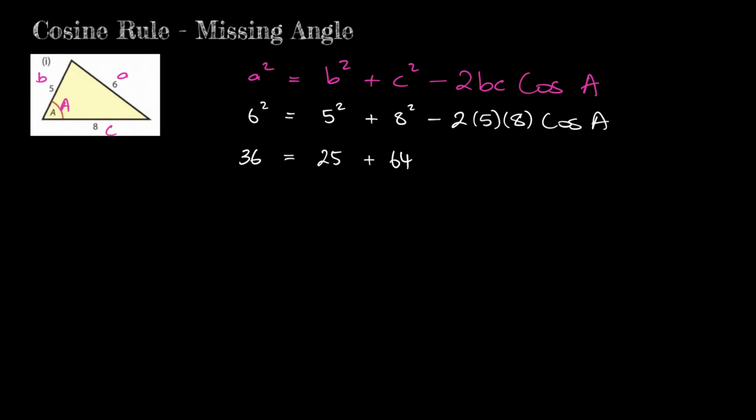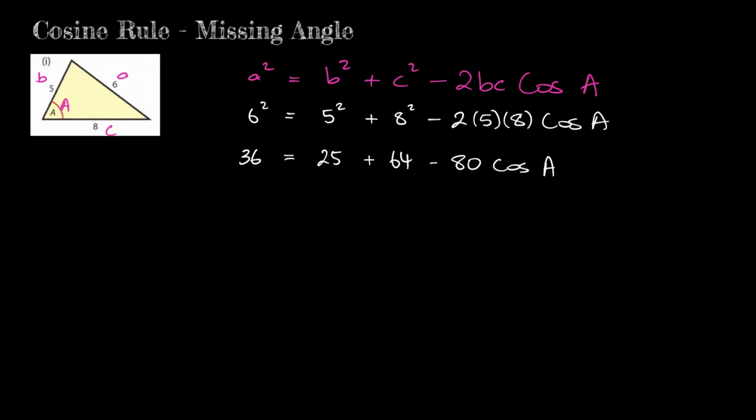Okay, next thing that we need to do is multiply these out. So 2 times 5 is 10. 10 times 8 is 80. So I get negative 80 cos of A. Okay, negative 80 cos of A.